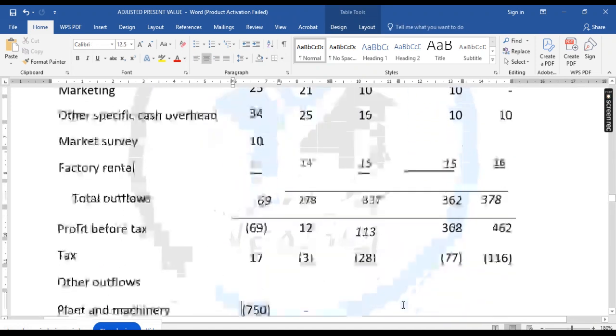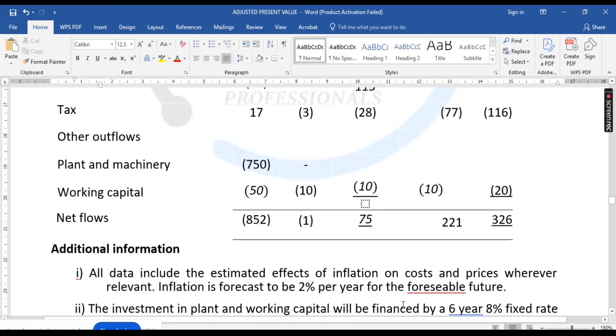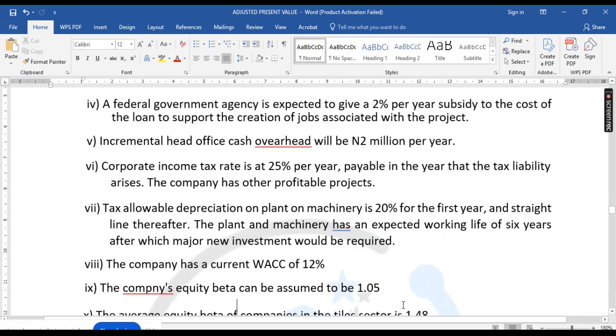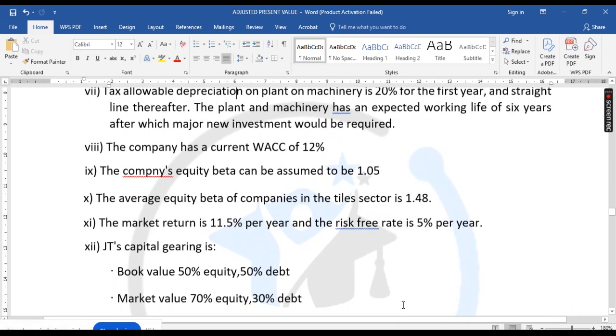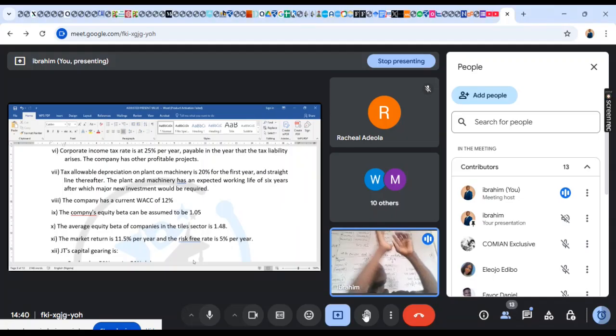We were told at the beginning that the cost and the price will increase, where relevant, by 2% per year for the foreseeable future. In the same question, we were now told that the plant and machinery is for 6 years. So how do we now get the prices and the cost for year 5 and year 6? Refer back to the first Roman figure 1. They said the cost and the price will increase by 2% wherever relevant in the future. So when you want to do either the base case or financing effect, it will be from year 0 to year 6, because the plant and machinery will last for 6 years.